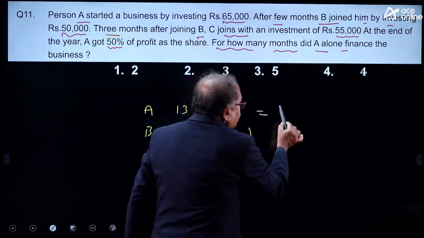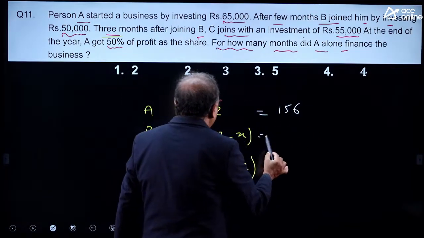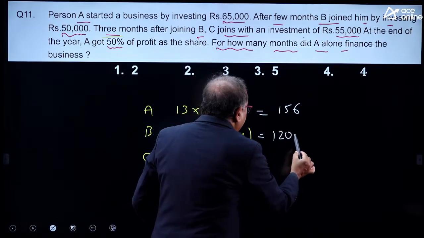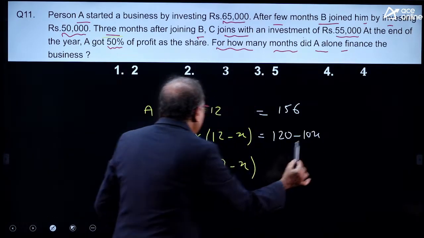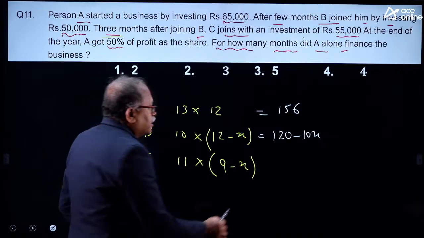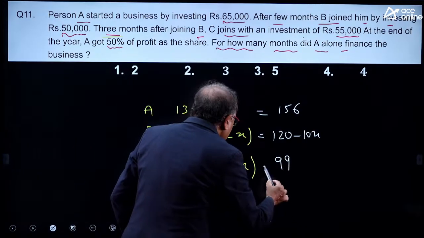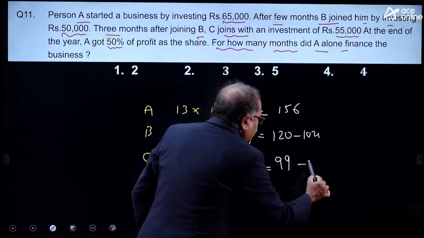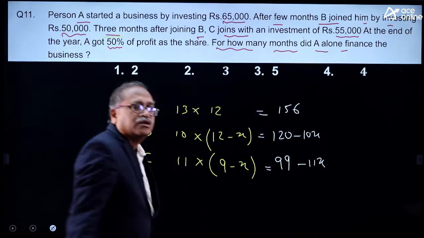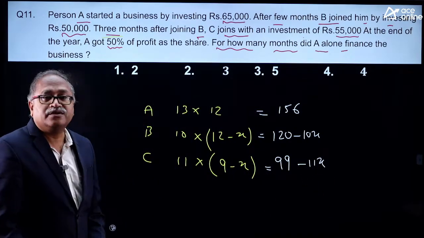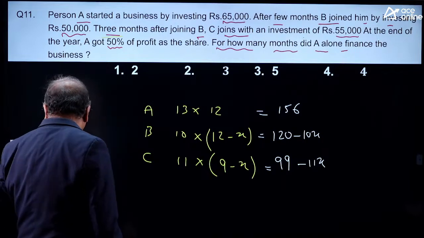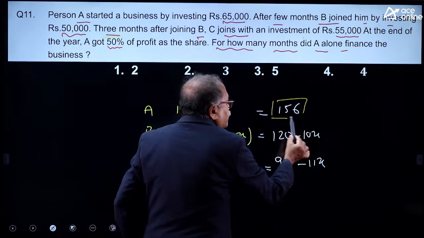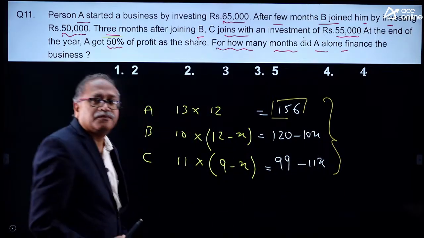So that comes 156. This product comes 156, and here it comes 120 minus 10x, and here it comes 99 minus 11x. And Varshini, hope you are understanding it. So what is the A's share? The A's share is 156 out of this total.